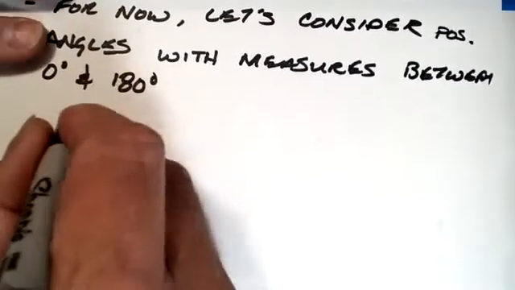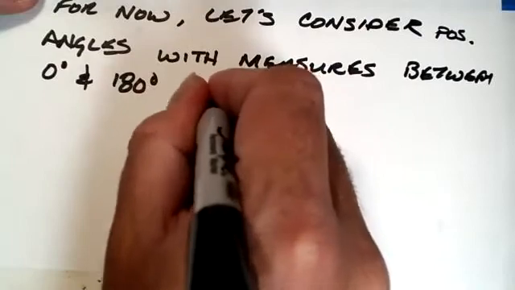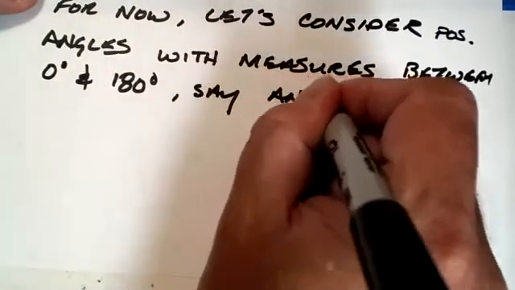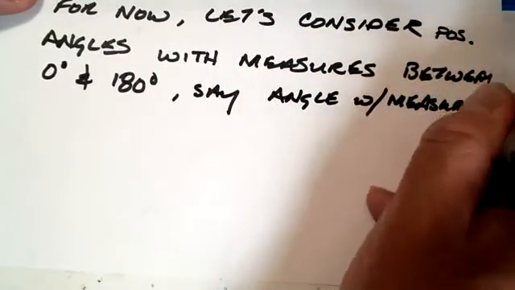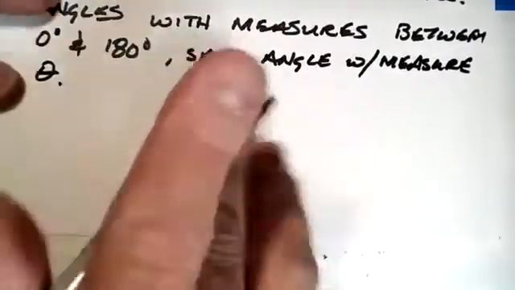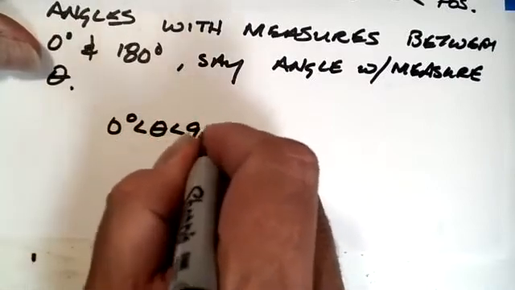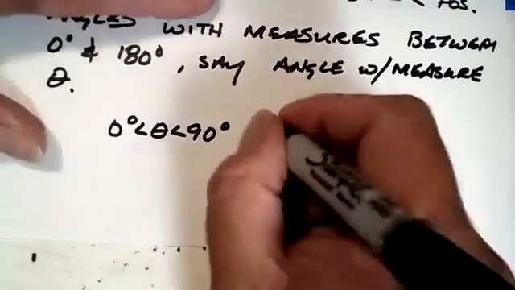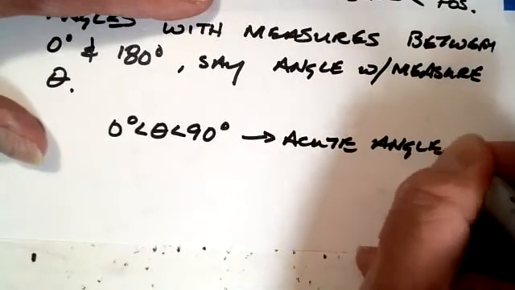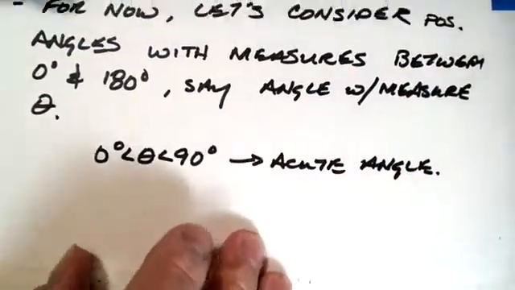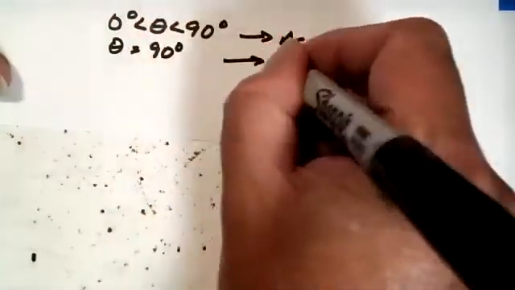So let's consider positive angles, and say an angle with measure theta. If theta is between 0 degrees and 90 degrees, this is what's called an acute angle. This is a term that's used especially with triangles, because there are some relationships between acute angles and other kinds. If it's equal to 90 degrees, this is called a right angle.